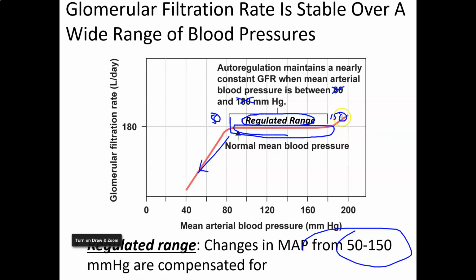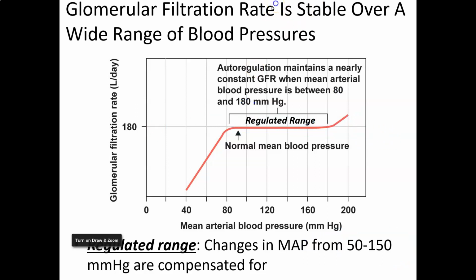On the other end, right, if you had a blood pressure of, what, 170 over 140, that would give you a mean arterial pressure of about 150. We can regulate up to about that point. And once we start getting above 150, we can no longer auto-regulate and GFR will increase. But as long as you're within the regulated range, 50 to 150, then changes in mean arterial pressure are not going to affect NFP because we have the ability to auto-regulate. So that's pretty cool in terms of what our kidney can do.